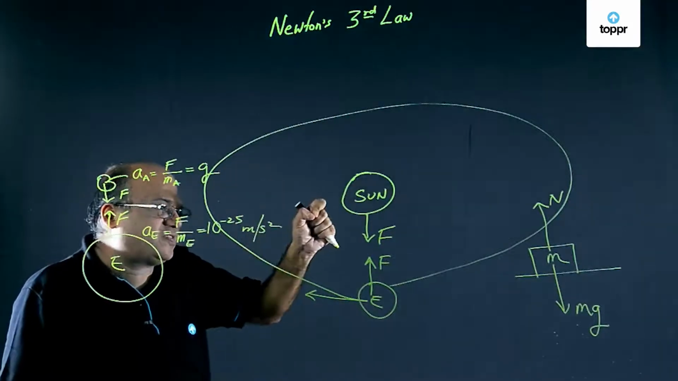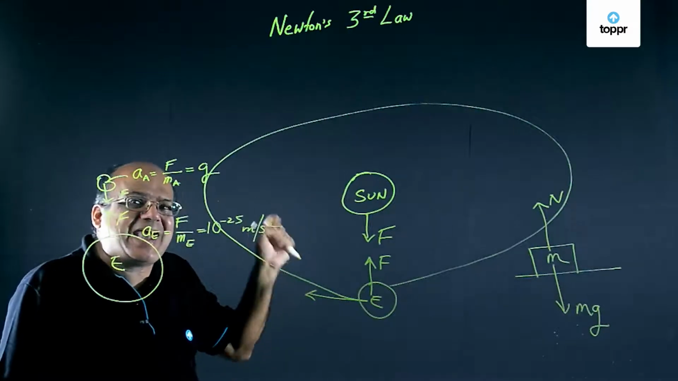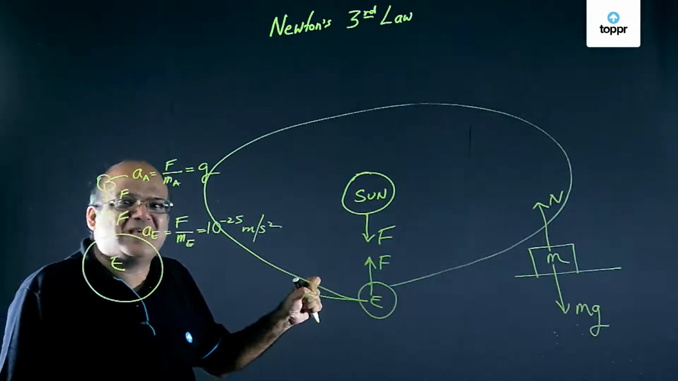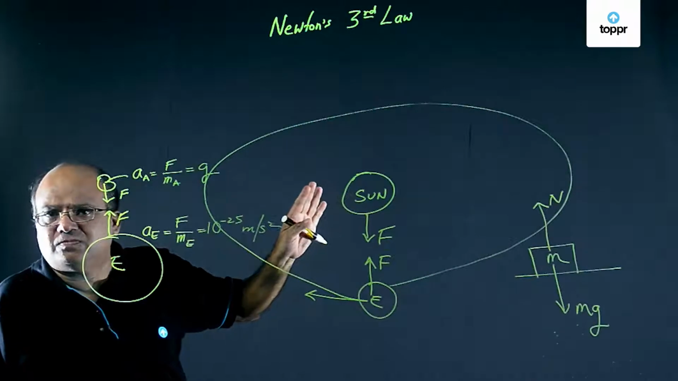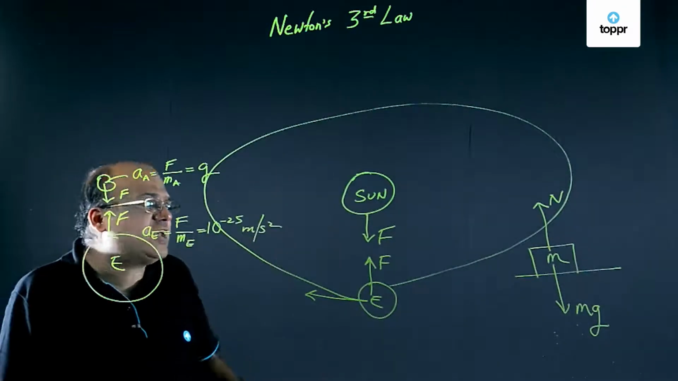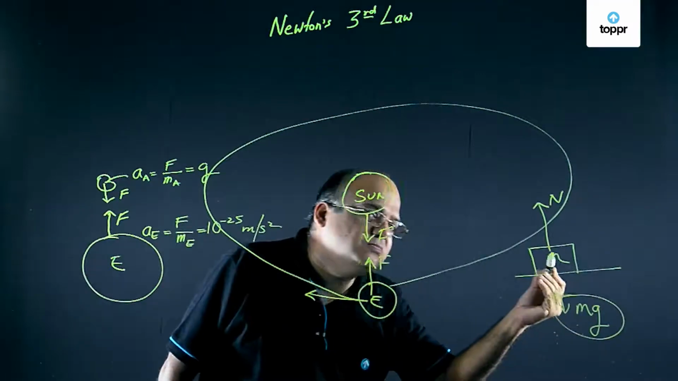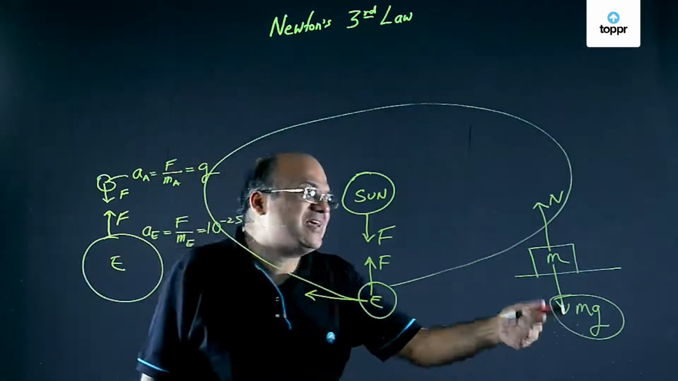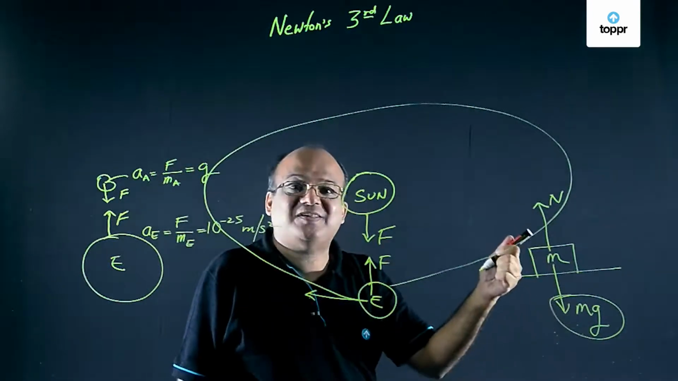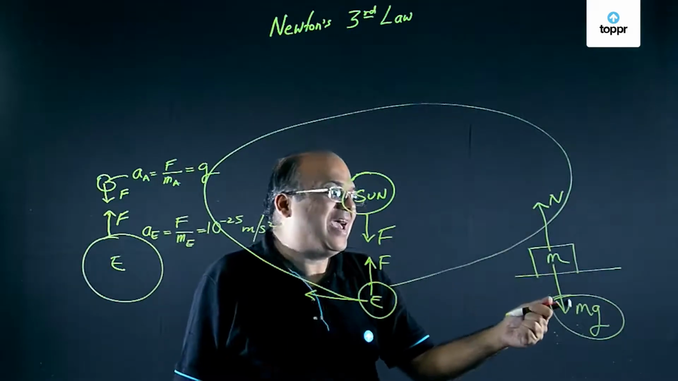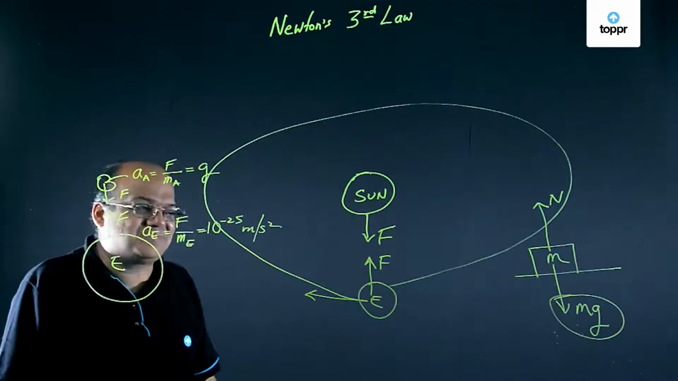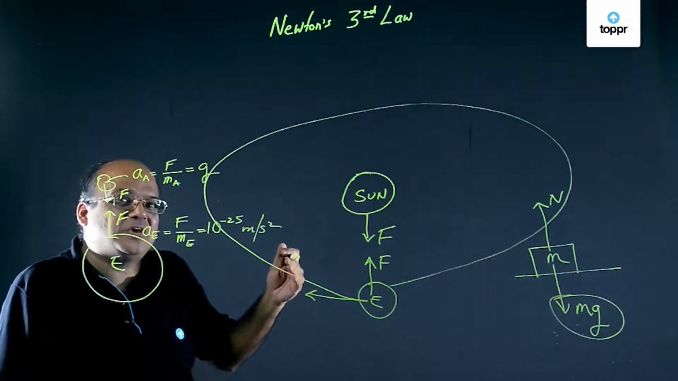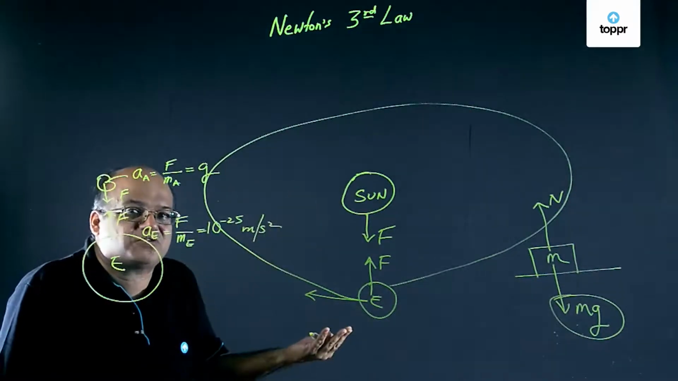Now, are these forces, normal reaction and mg, action reaction forces as defined by Newton's third law? Answer is no. Then where is the action reaction pair for this mg? Start thinking. This mg and N are not action reaction pair because they are acting on the same body, right? And they are different kind of forces. Mg is because of gravitational force. Normal reaction will be actually at the molecular level and electromagnetic force.